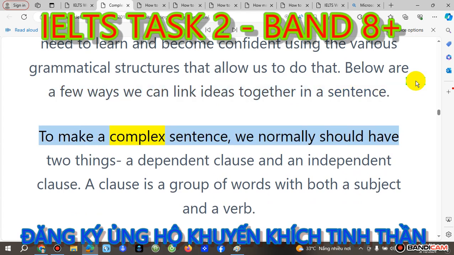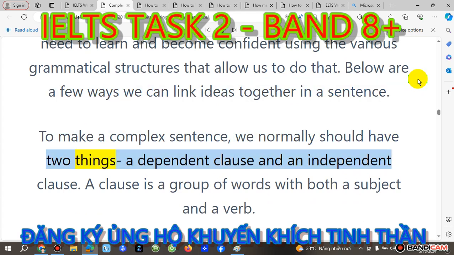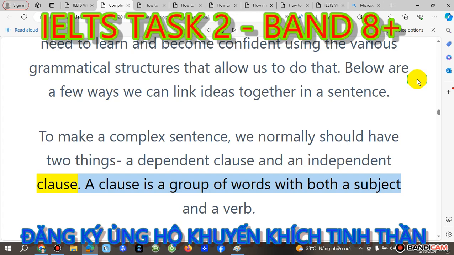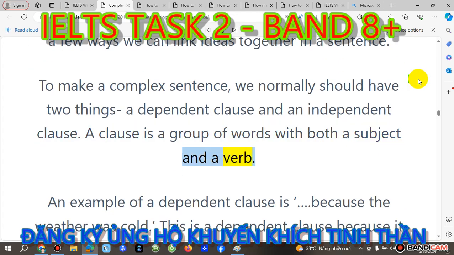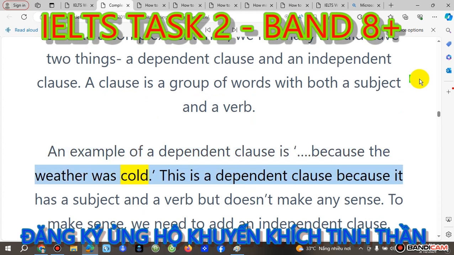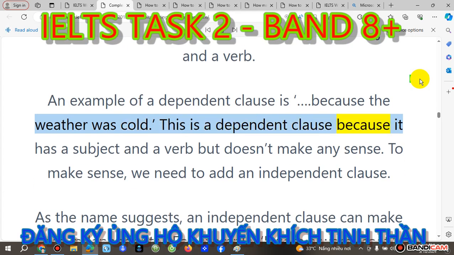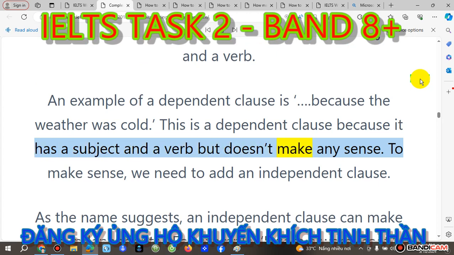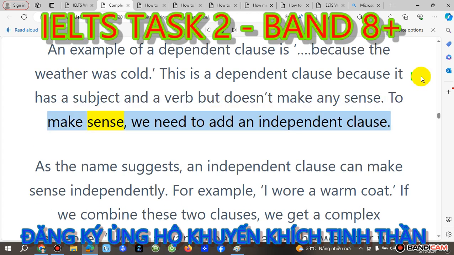To make a complex sentence, we normally should have 2 things: a dependent clause and an independent clause. A clause is a group of words with both a subject and a verb. An example of a dependent clause is, because the weather was cold. This is a dependent clause because it has a subject and a verb but doesn't make any sense. To make sense, we need to add an independent clause.